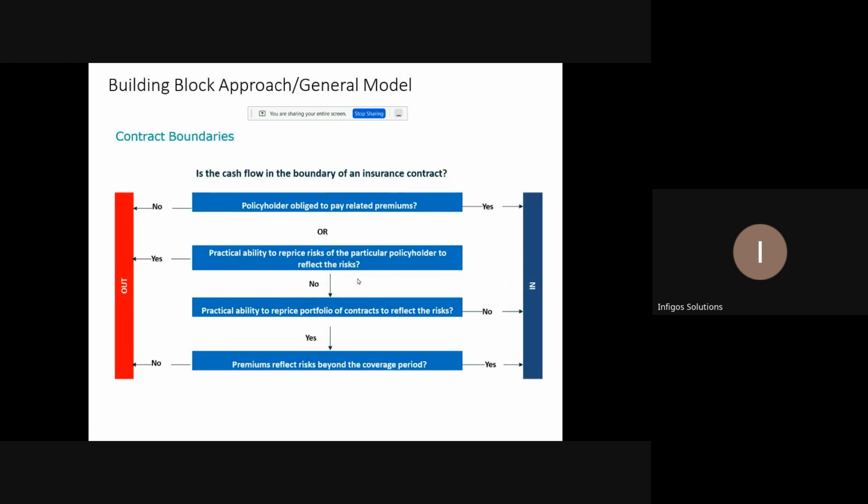So there's something called contract boundary. An insurance contract has a boundary. Service has to be provided within those boundaries. There are conditions like the policyholder has to pay the premium if within the contract boundary. If you are able to reprice the risk, then it's outside the contract boundary. Practical ability to reprice the portfolio of contracts is also outside the contract boundary. Premium reflects the risk during the coverage period.